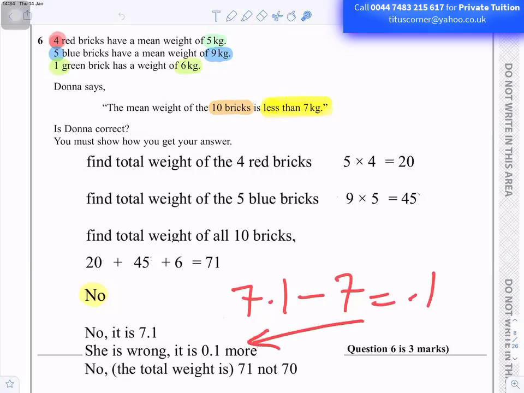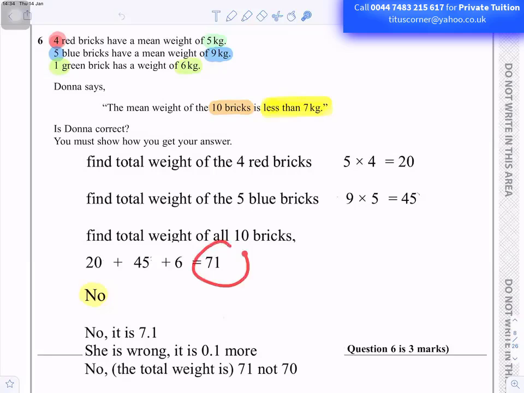You can say 7.1 is 1 more than 7. Or you can say the total weight is 71 and not 70, because 71 divided by 10 is 7.1.